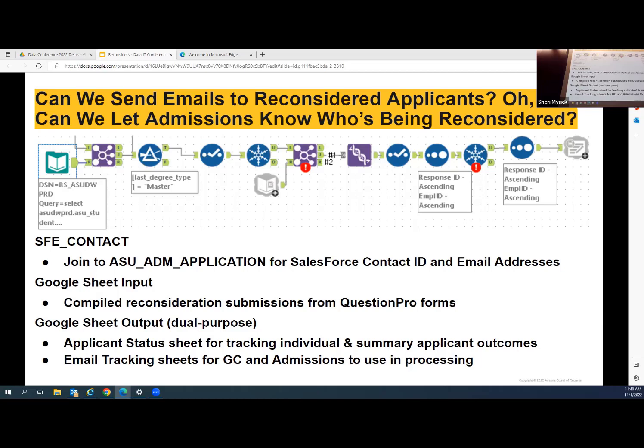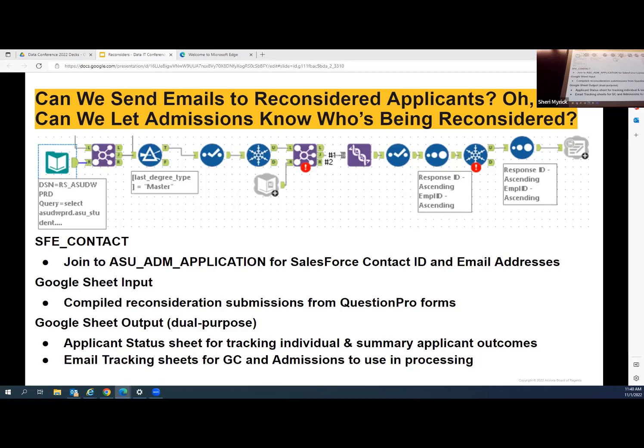What we're also doing along the way is joining to SFE Contact, which is a Salesforce contact ID table, and pulling that so that for that email process, we were able to provide it both to our own communication staff to fuel that weekly email, as well as to admissions for any communication purposes they might have. Going through, I'm then outputting it back into the Google Sheet to go to all those different places. So we had an applicant tracking sheet that we could use for our own internal tracking purposes.